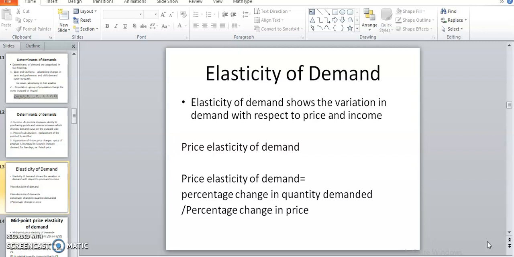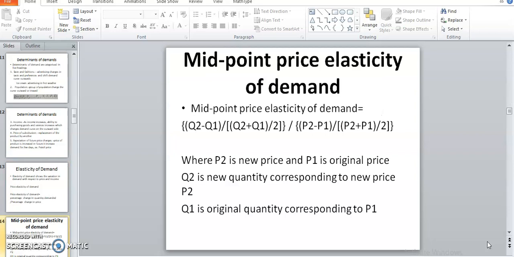Price elasticity of demand. We can define price elasticity of demand as the percentage change in quantity demanded divided by the percentage change in price. This ratio of the percentage change in demand to the percentage change in price is called the price elasticity of that particular demand.